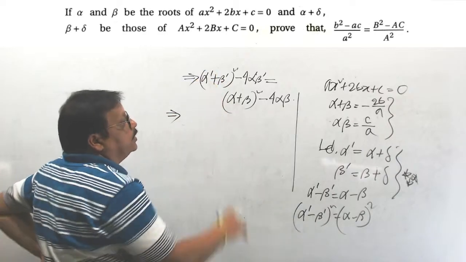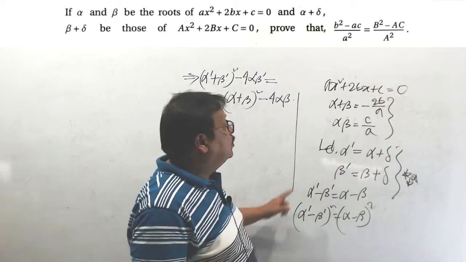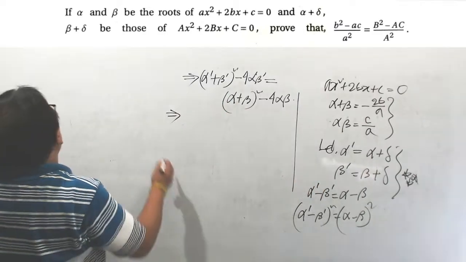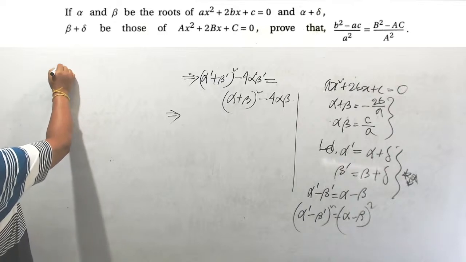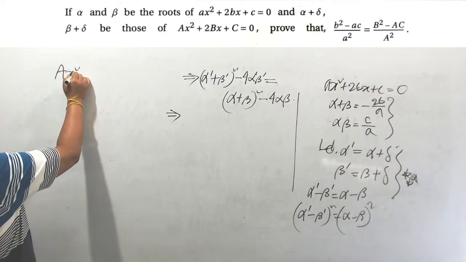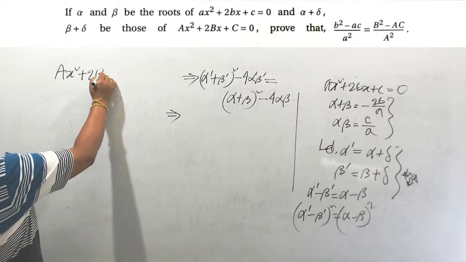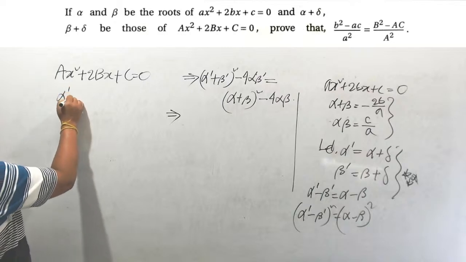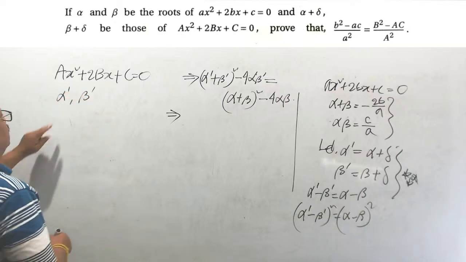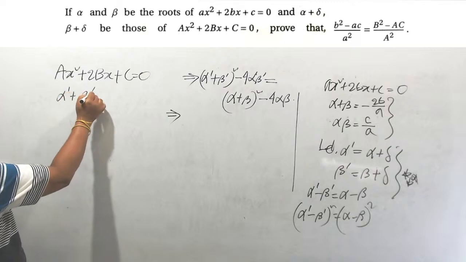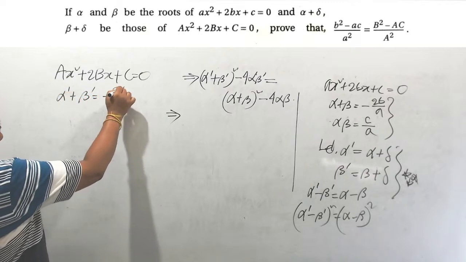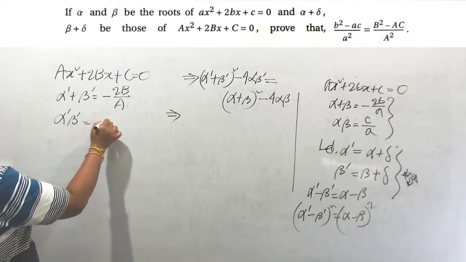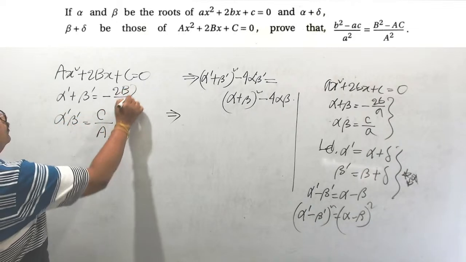Alpha dash plus beta dash is equal to what? From the second equation. What is the second equation? a x square plus 2bx plus capital C is equal to 0. Then alpha dash and beta dash are the two roots. So what is the sum? Minus 2b by a. What is the product? C by a. Understood? C by a.